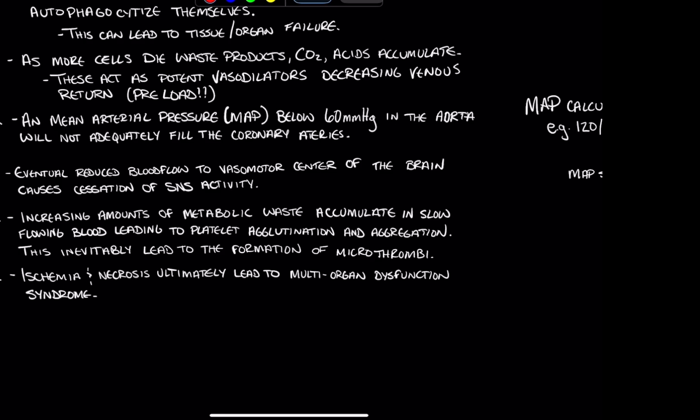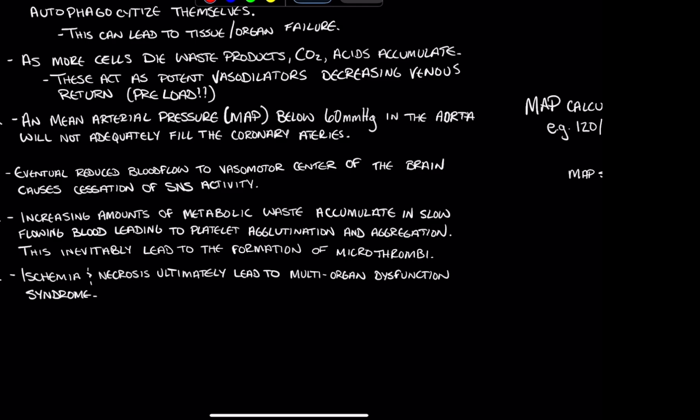So as reduced blood flow eventually occurs, the vasomotor center of the brain will start to dysfunction, and we'll lose our responsive sympathetic nervous system activity. As we lose that, heart rate will decrease, vasoconstriction will start to decrease, and we're going to lose more pressure, more preload through that avenue as well.